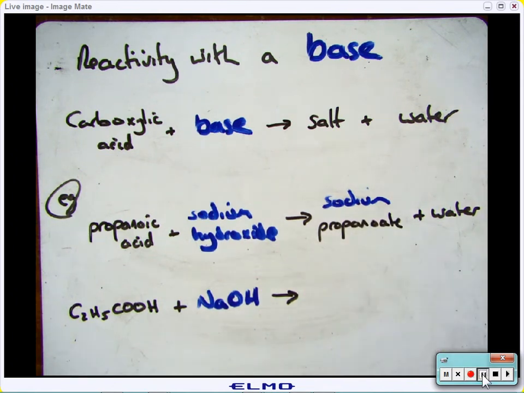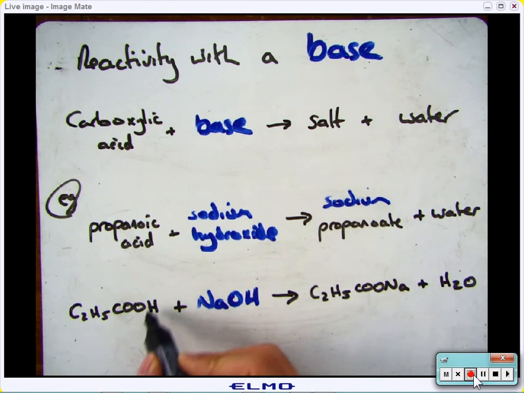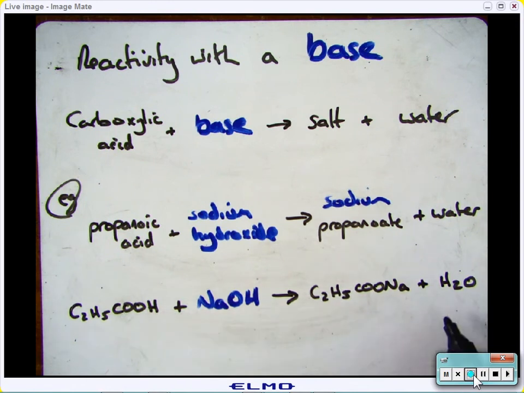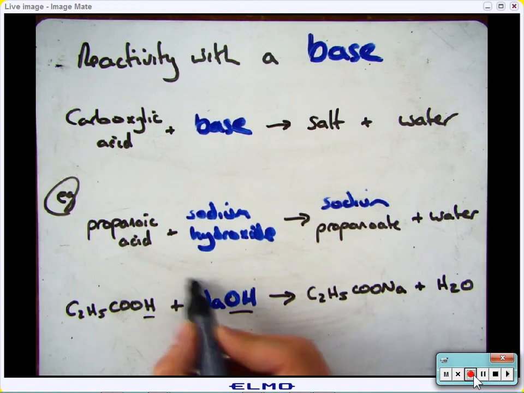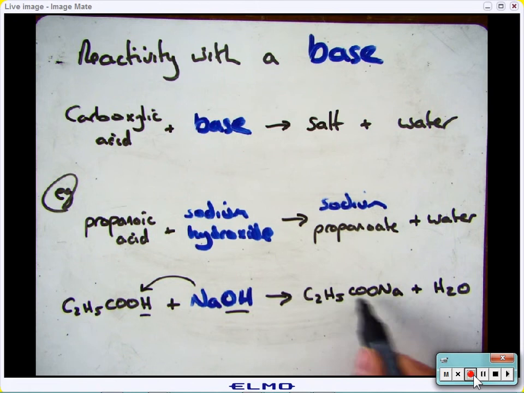propanoate there. And your symbol equation, again, you take the C2H5COO, you lose the hydrogen because that goes to form water with this here, and then the sodium attaches on. So you replace that hydrogen with the sodium and you get C2H5COONa plus H2O.